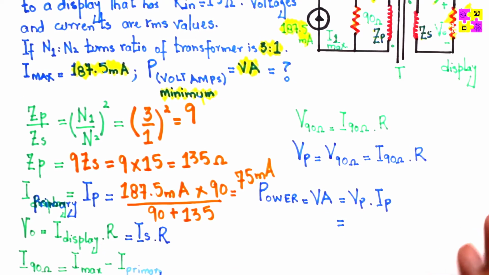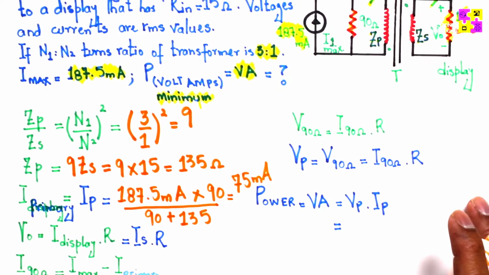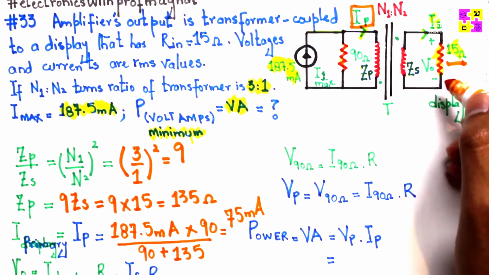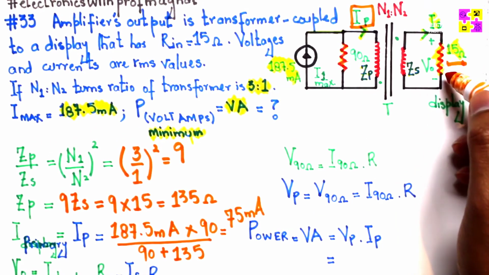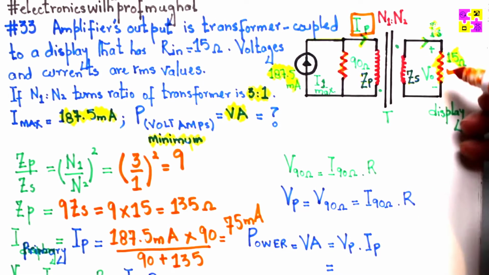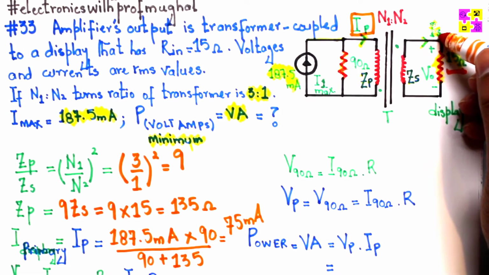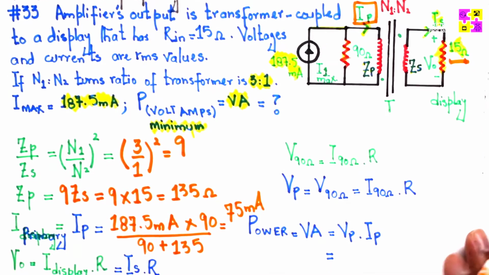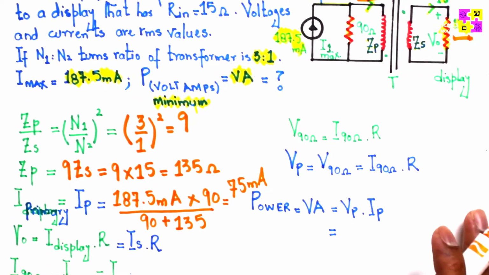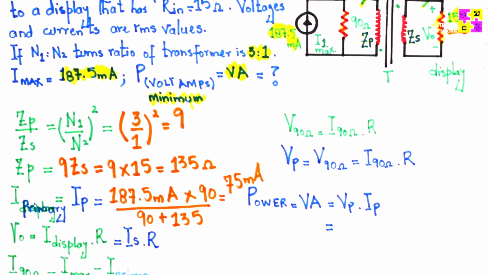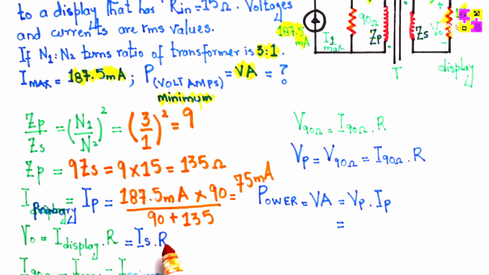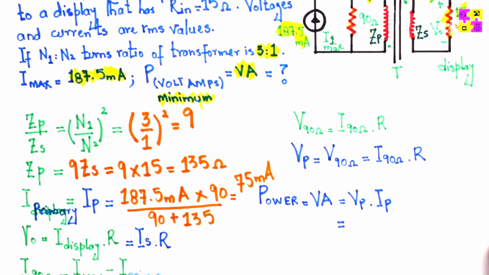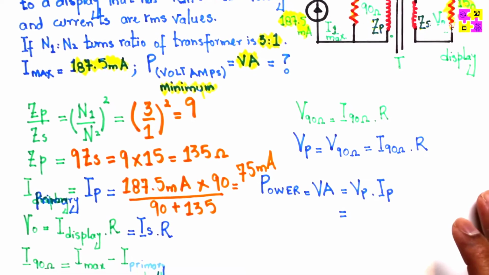Now, it is not being asked here, but if we need to find the output voltage on the secondary side of the transformer, it's simply going to be Ohm's law, IS times the resistance, which is 15 ohm given. At this point we don't know IS, but we should be able to find it by the end of this problem. But again, it is not being asked, so we are not going to worry about it. I just wanted to put the equation over here.